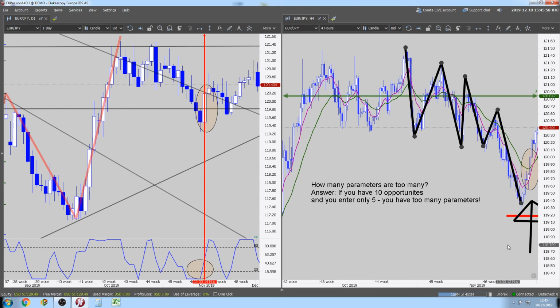Miguel, are Crown and EMA cross a similar tool? No, it's not. It's not, Miguel. Sometimes you are going to have a crown and the EMA is going in the opposite direction. Okay, Miguel? It's not.